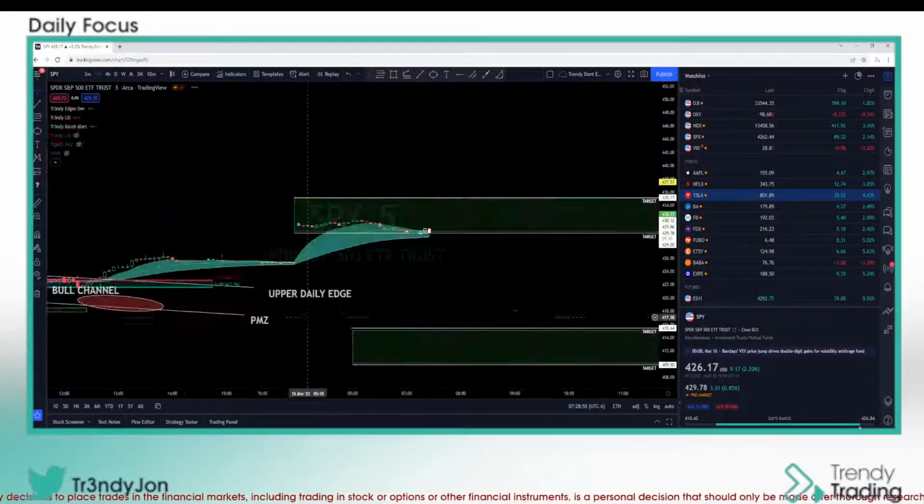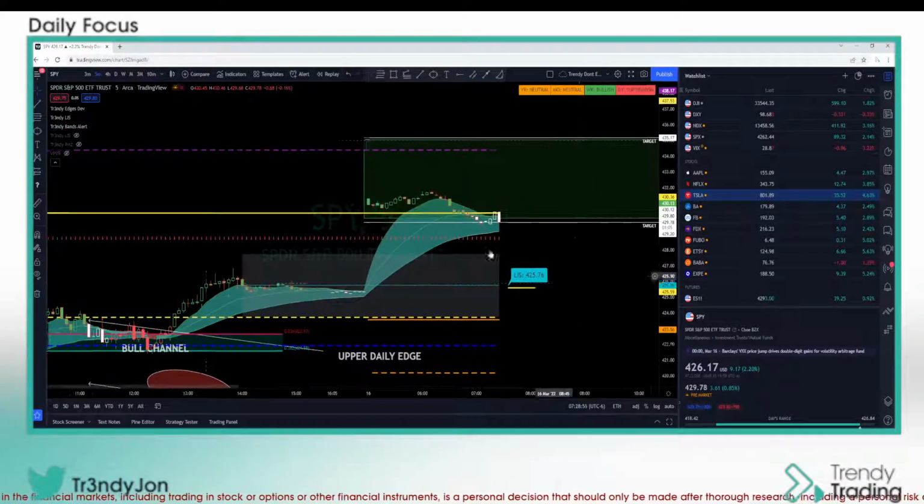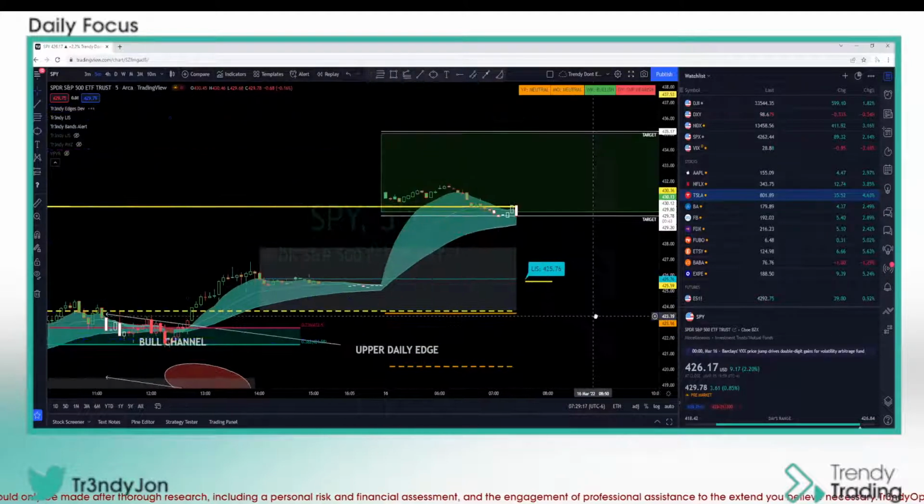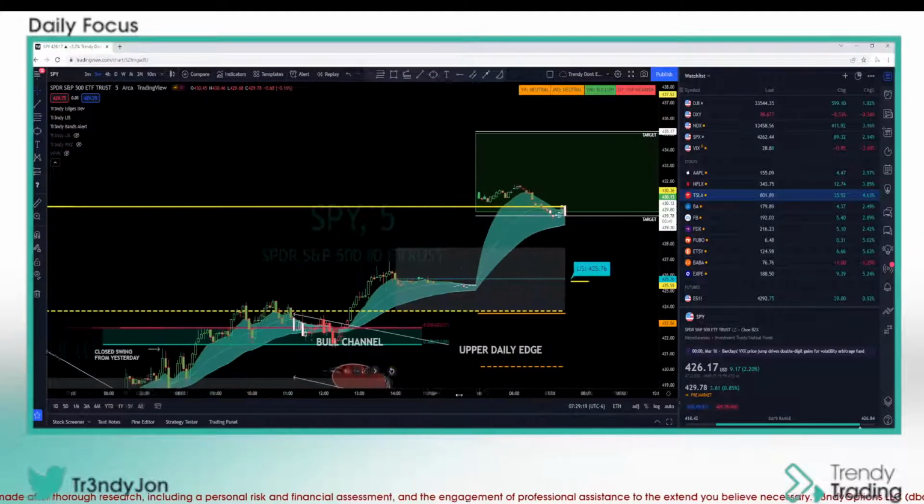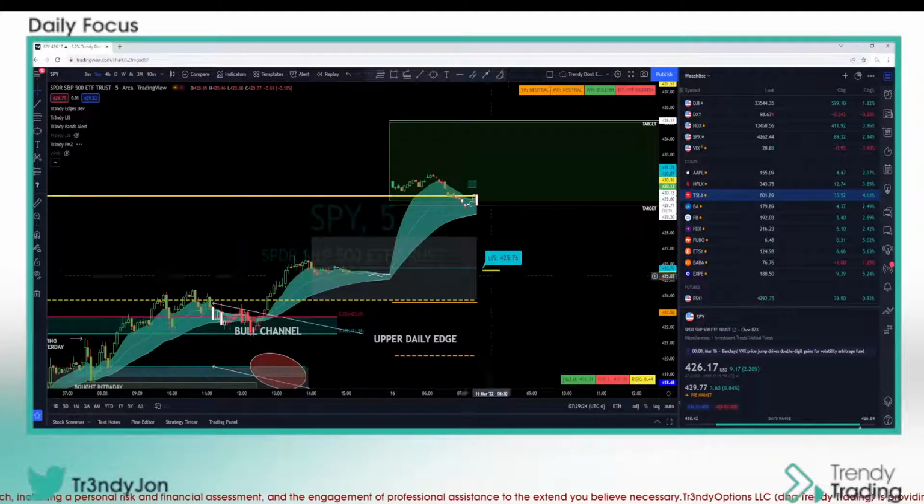And I'm going to pull this up on a 5-minute chart. And I'm going to use my scripts. I'm going to clean it up a little bit. I'm just going to do the daily edges. Do the weekly and the daily. Clean that up a little bit. And we're going to turn on the PMZ.